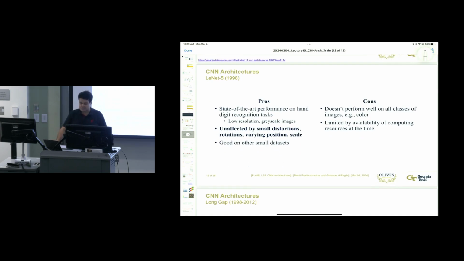So LeNet by itself is a very important pivotal architecture because it's the first stacking of convolution layers, pooling layers, and fully connected layers to get your output.